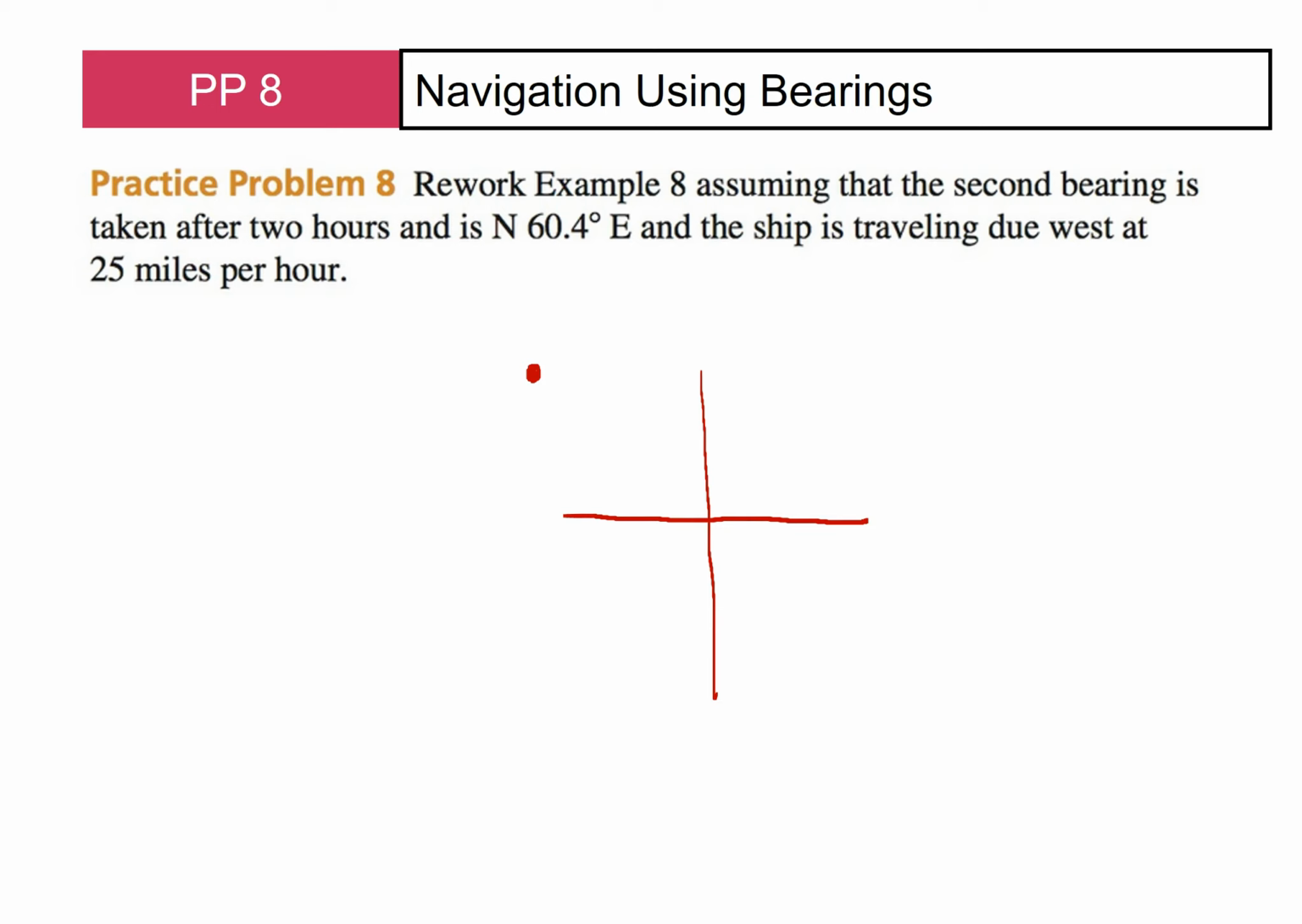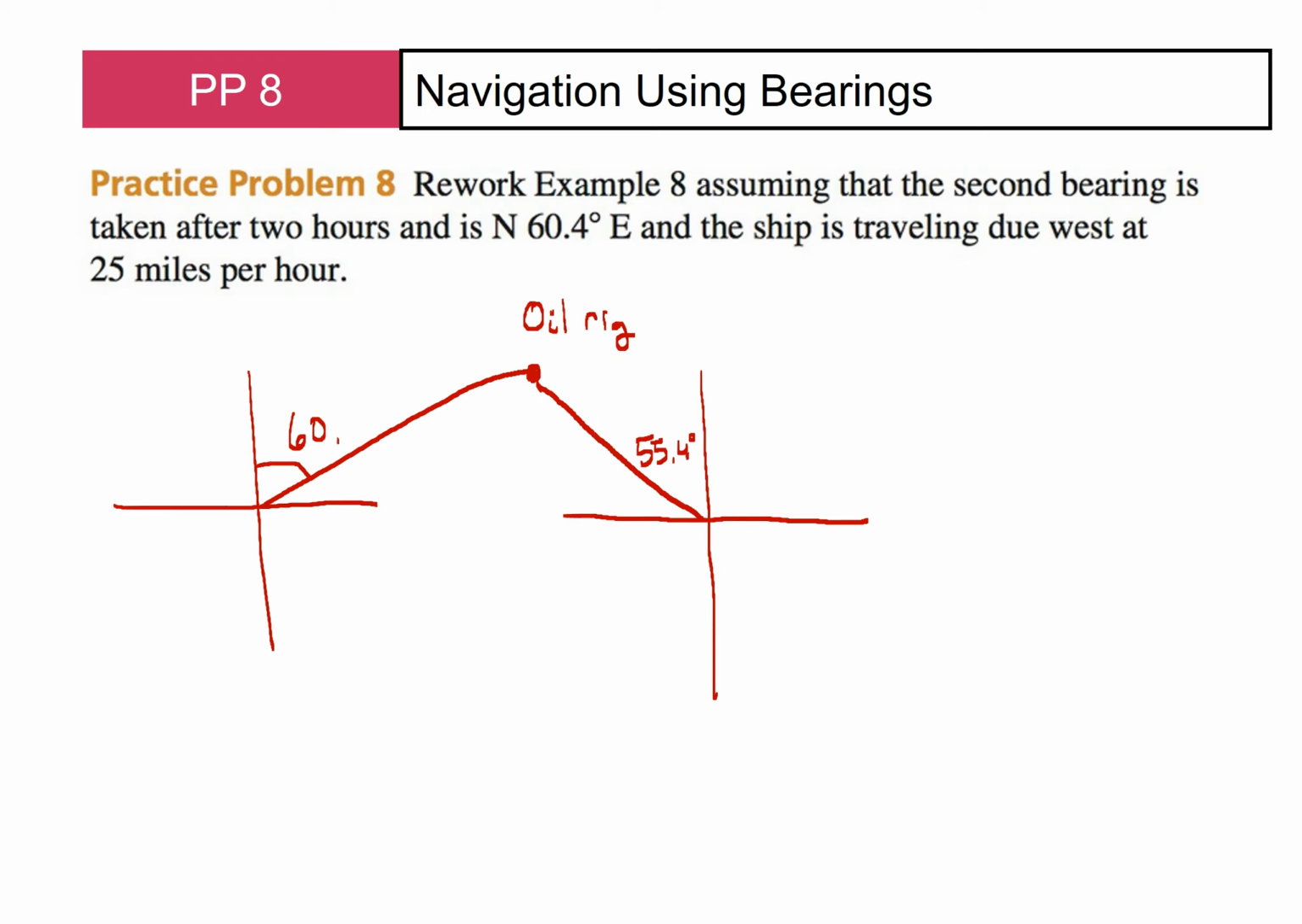So bearing A, this is bearing A. The original bearing of the oil rig, as we said before, was north 55.4 degrees west. The second bearing now, the changed bearing for us, is 60.4 degrees. And our ship was going a little faster. It was going 25 miles per hour. So 25 miles per hour times 2 means the distance covered for us was 50 miles.